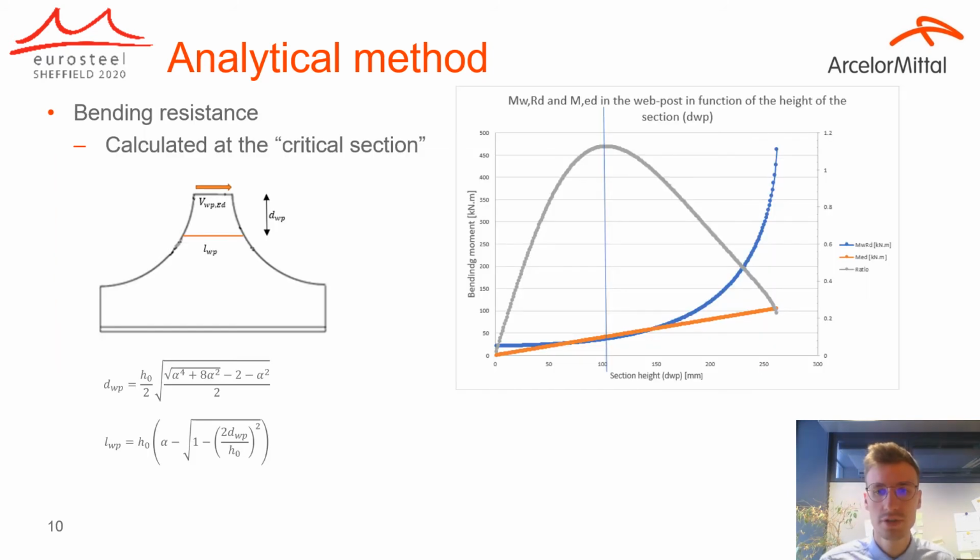So I will show you how we perform this verification. The critical section is the section for which the ratio resistance divided by solicitation is the lowest. You can see it here, the orange line in the drawing, and on the graphs on the right you can see the evolution in orange of the bending moment, which is basically the horizontal shear force acting on the web post times the lever arm. And in blue you can see the evolution of the resistance, and at some point both lines cross. This is the position of the critical section, and you can find it analytically with those two formulas.